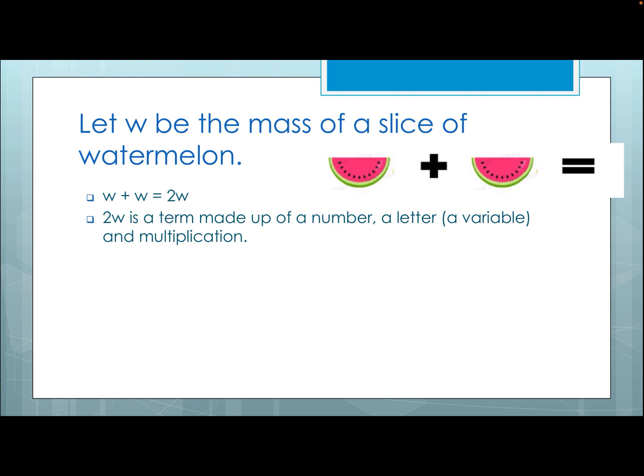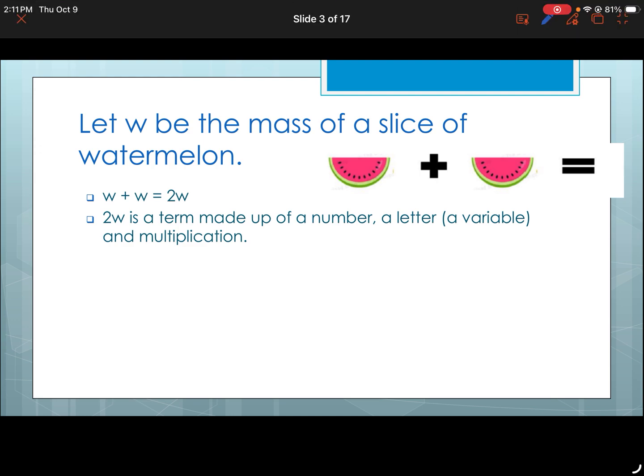2W then is a term made up of a few things. Let me get my pen out. So 2W is a term. Now a term, we're going to talk about in a second, is made up of a number, a letter, which is called a variable, and multiplication. So in other words, this just means 2 times W, right? It means 2 lots of watermelon, for example.